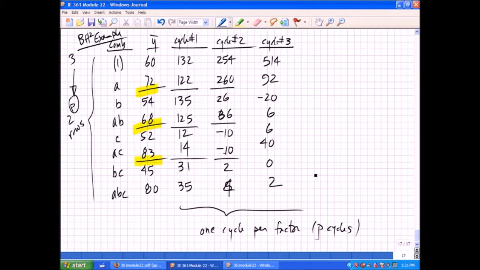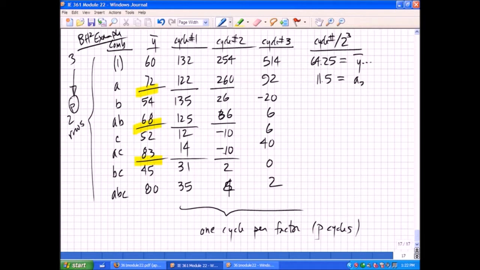There's the third cycle of the Yates algorithm, and I finish this thing off by taking the last cycle. So I take cycle number 3 and I divide by 2 cubed. So if I was doing the 4-factor Yates algorithm, I would be doing division by 16. Here I'm doing division by 8. If I take 514 and I divide by 8, I get 64.25. As a matter of fact, that turns out to be the grand average. 92 divided by 8 turns out to be 11.5.